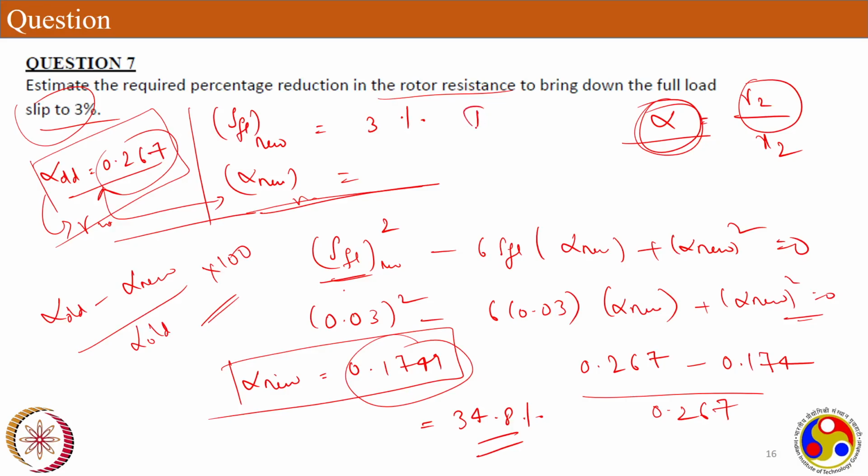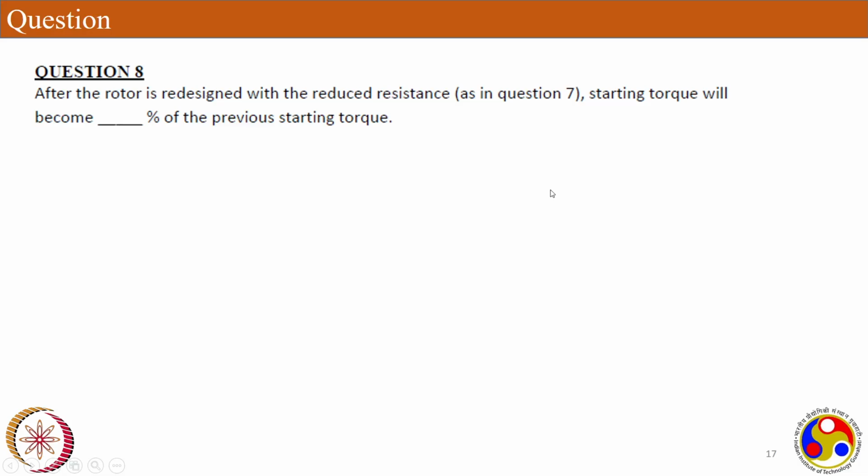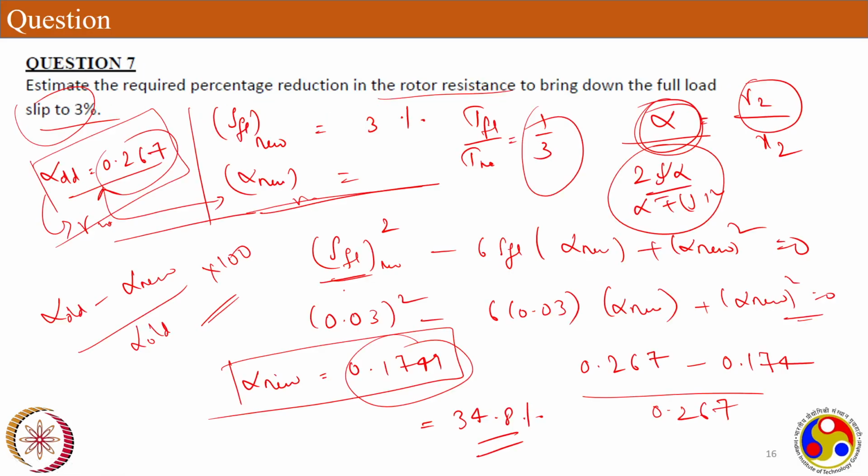There is a max, ratio of T full load to T max. We are taking it as 1 by 3. Okay, right. So the new slip will be the same? No, no, no. Slip won't be the same, because for the changed slip, this entire product 2s alpha by alpha square plus s square will change.